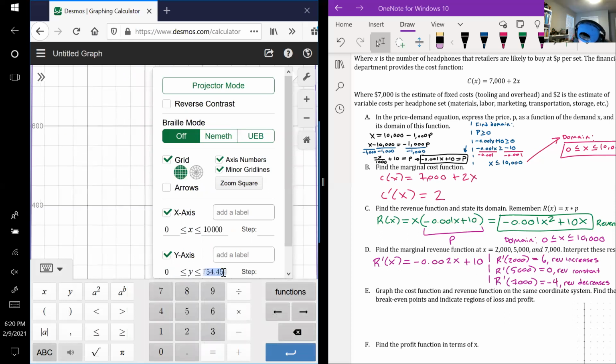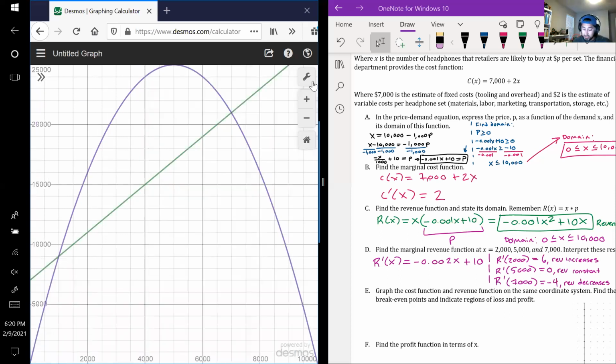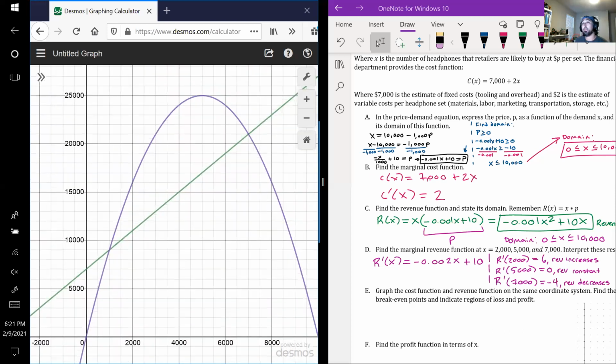10,000. This will be 0. And how about 25,000? Perfect. All right, good. So I picked 25,000. And now we get a better graph. So when you plot both functions, this is what is great about Desmos, it'll give you the points of intersection of the two functions. And if you remember, where the revenue function intersects with the cost function, those are considered your break-even points. So all you have to do is click, and look at that, break-even points automatically.